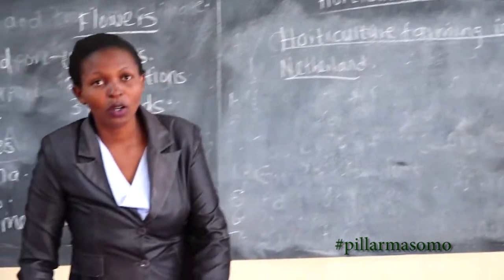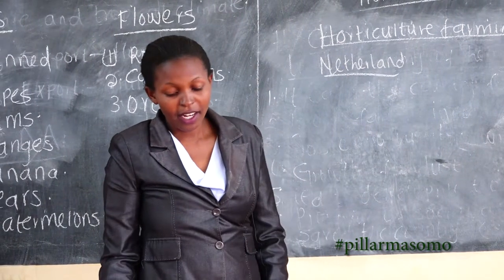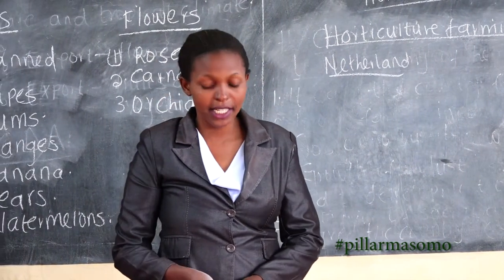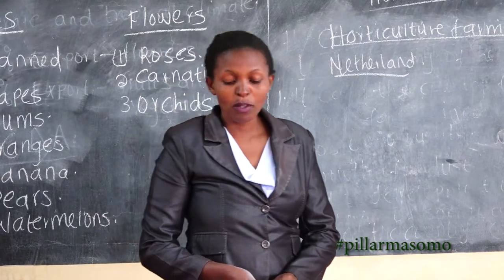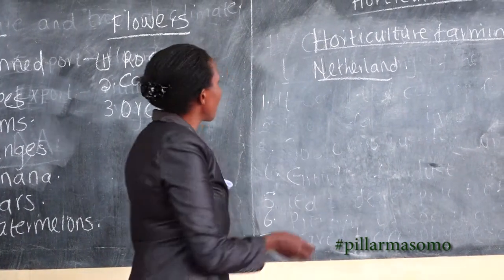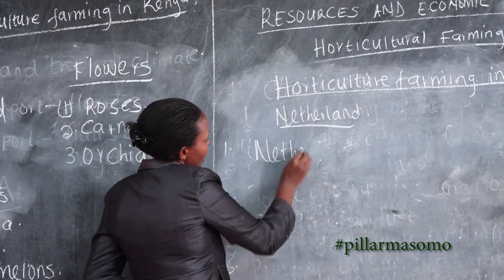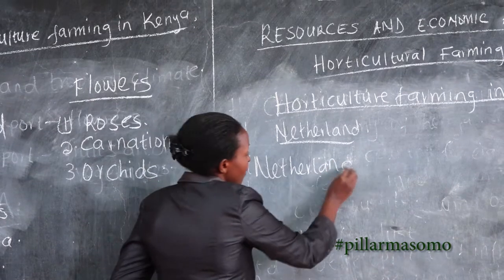We have horticulture farming in Netherlands. Netherlands, or Holland, is a country in Central Europe. Most of its land is below sea level. So we have the word Netherlands. Another name for Netherlands is Holland.